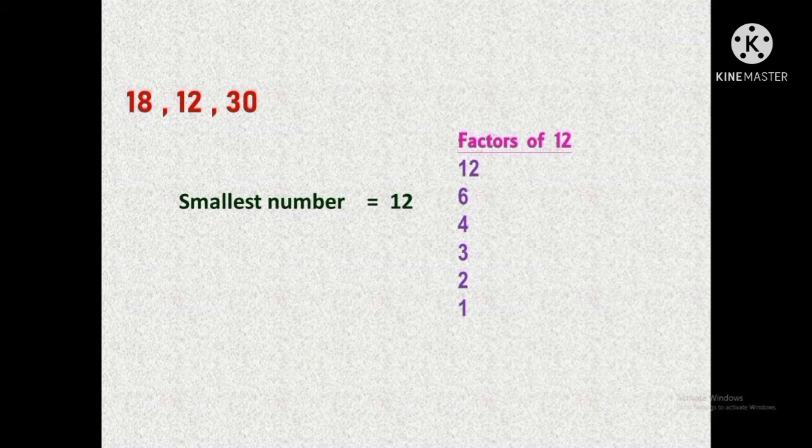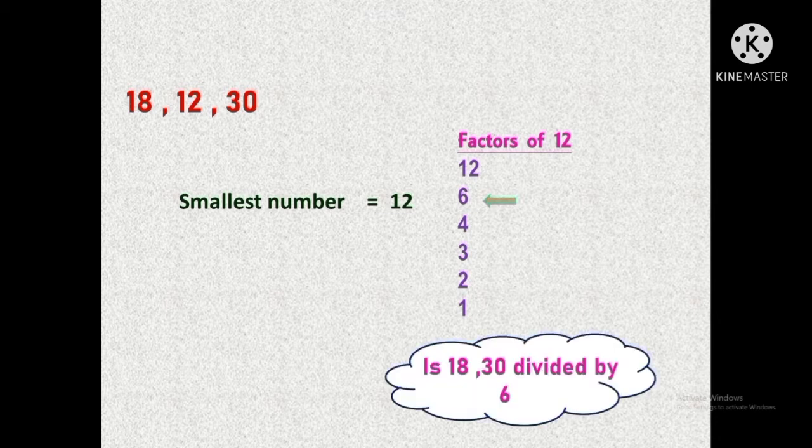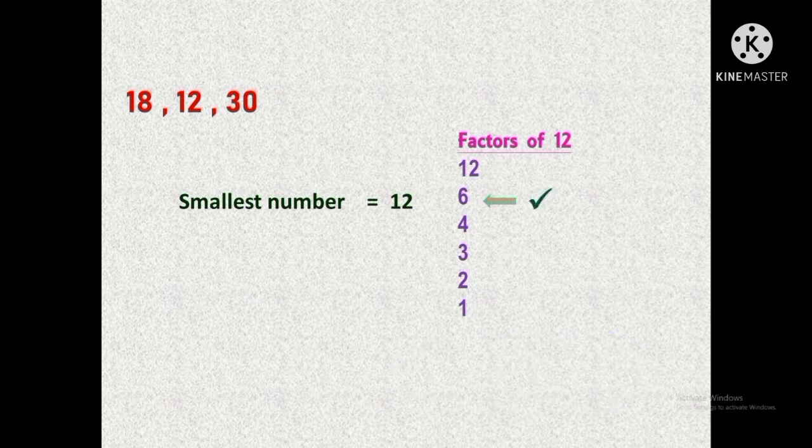Second, the same step we are going to follow. That is, we are going to find whether the numbers 18 and 30 are divided by the factors of 12. Already we have checked for 12, so it's not necessary to check 12 again. The next factor is 6. So now let us check whether 6 divides the numbers 18 and 30. 18 and 30 are divided by 6, right? Because 6 threes are 18 and 6 fives are 30. So the HCF of the numbers 18, 12 and 30 is 6 only.